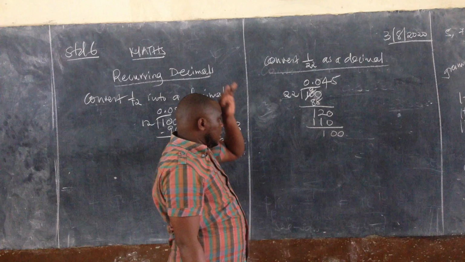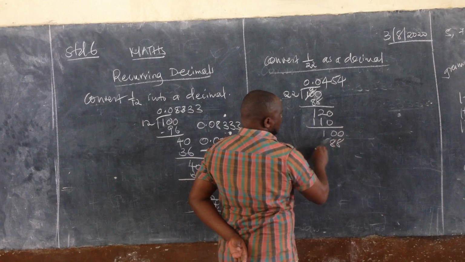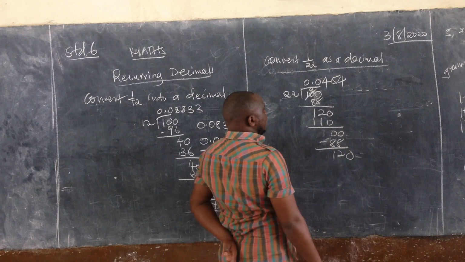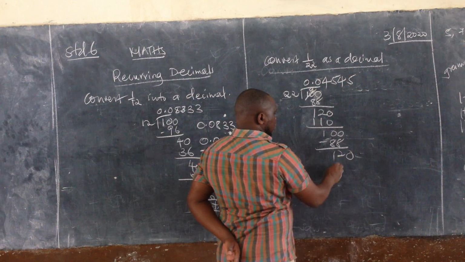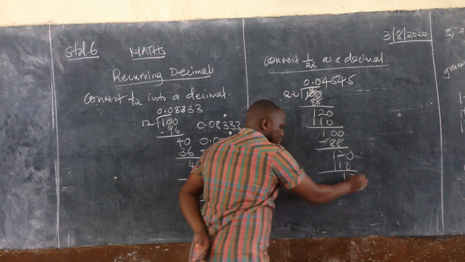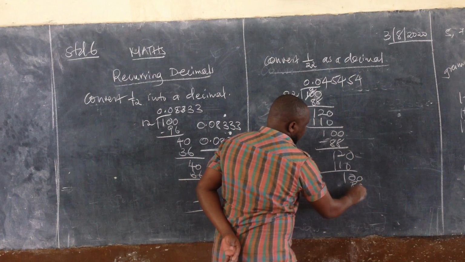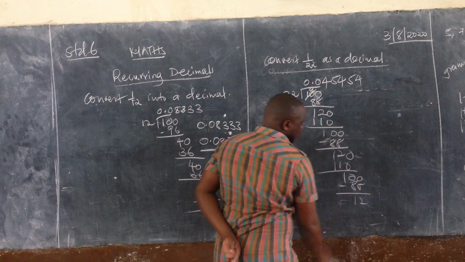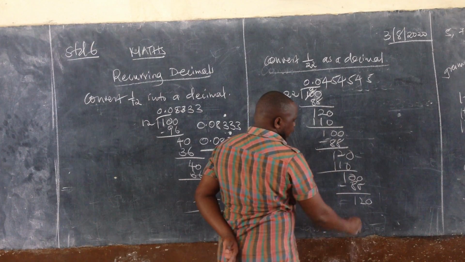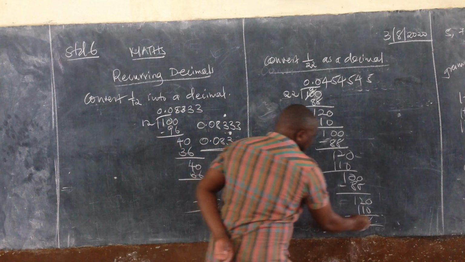You add a 0. Lana, how many times? 4 times, you get 88. You remain with 12. You add a 0. How many times, Lana? 5. You get 110. You add a 0. How many times, Lana? 4 times. You get 88. Subtract, you remain with 12. You add a 0. 5 times. You get 110. So we can stop at that point, Lana, and come to our answer now.